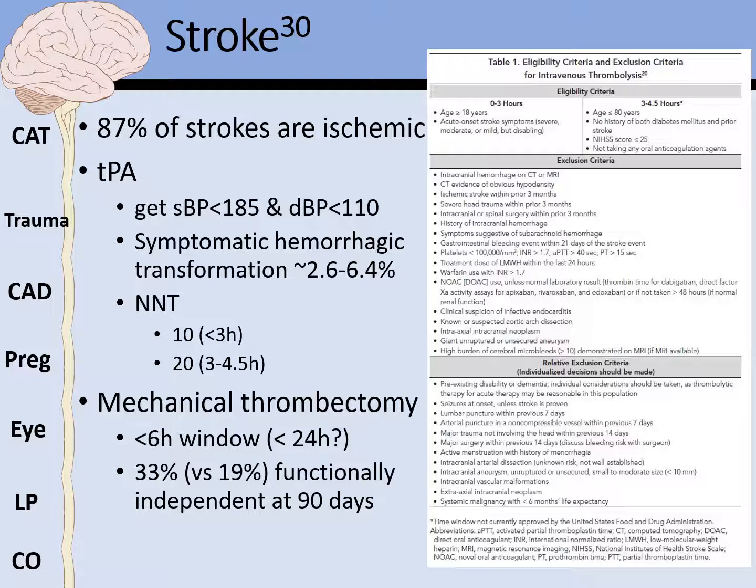Stroke is mentioned in the differential. However, as we discussed, if you have neurologic findings concerning for a stroke, the pathway is typically much different than this headache approach. 87% of strokes are ischemic, and treatment can be with TPA if given within 4.5 hours of onset, and/or mechanical thrombectomy if a large vessel occlusion, but the time frame is vague and can be 6 hours or possibly up to 24 hours.